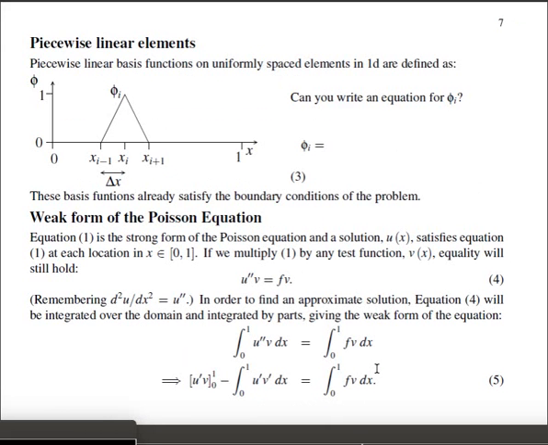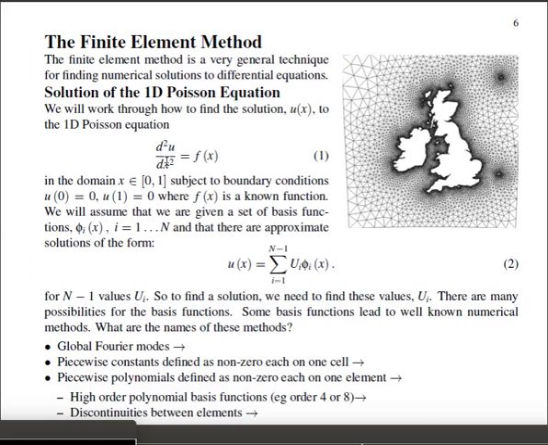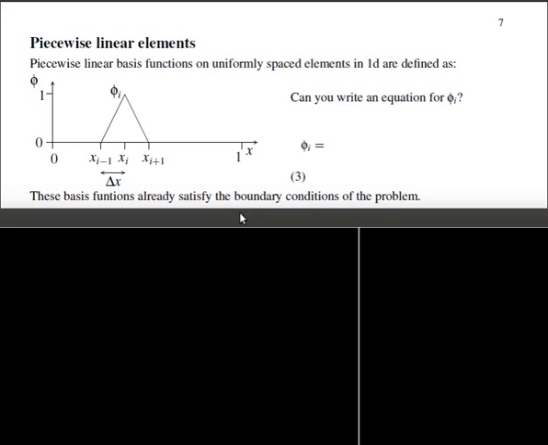So we're going to describe how to solve the Poisson equation using piecewise linear elements. So piecewise linear elements look like this. If you've got your grid going from 0 to 1, each a distance delta x apart, a piecewise linear element will look like this. So it's 1 at your grid point and goes down to 0 at either side. So I'd like you to write an equation for phi I given this drawing. Now we had the boundary condition that it's 0 at each end, which these basis functions satisfy automatically, so we don't have to worry further about the boundary conditions.